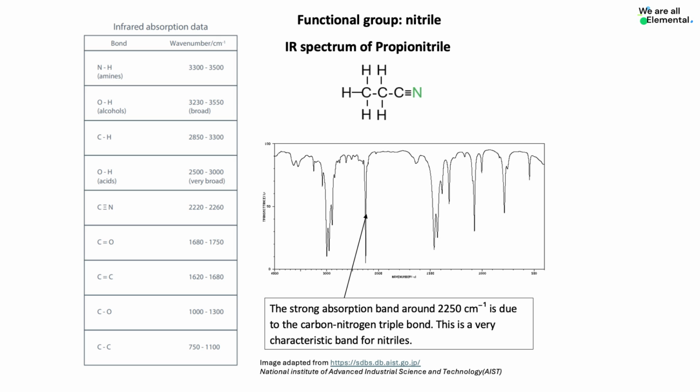And lastly, for nitriles, the carbon-nitrogen triple bond shows an absorption band around 2250 per centimeter, and this is very typical of nitriles. In the workbook, you'll get to practice questions on the IR spectrum and how to interpret the functional groups. So good luck and enjoy.